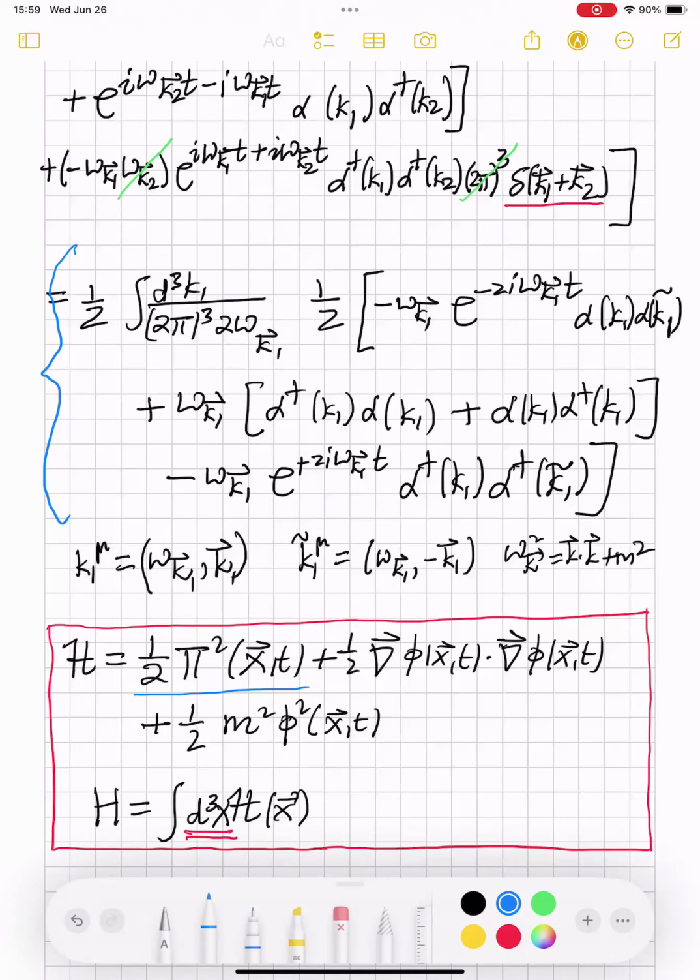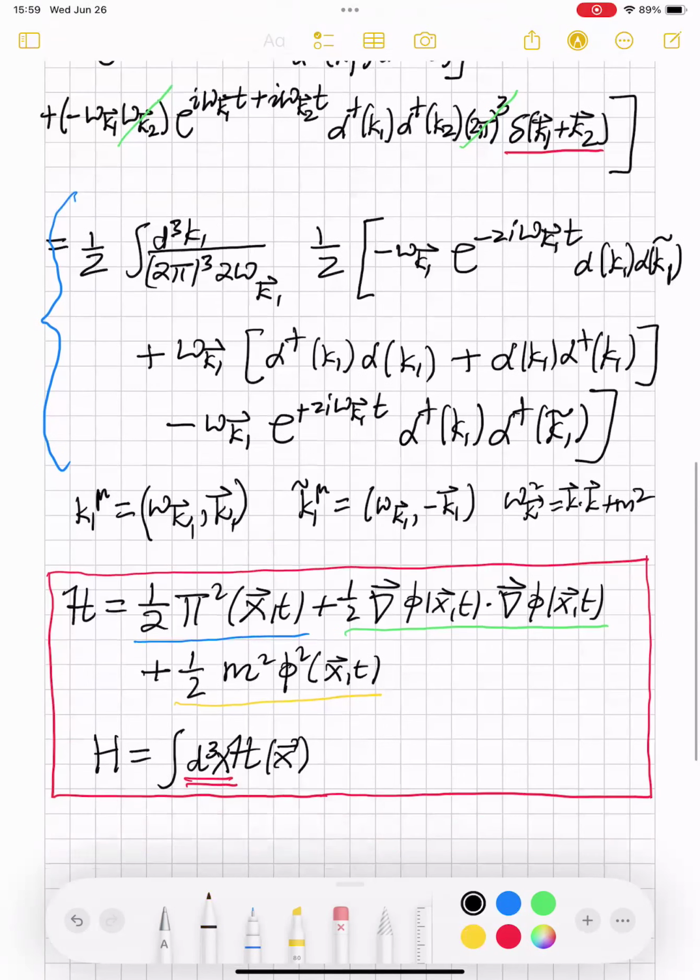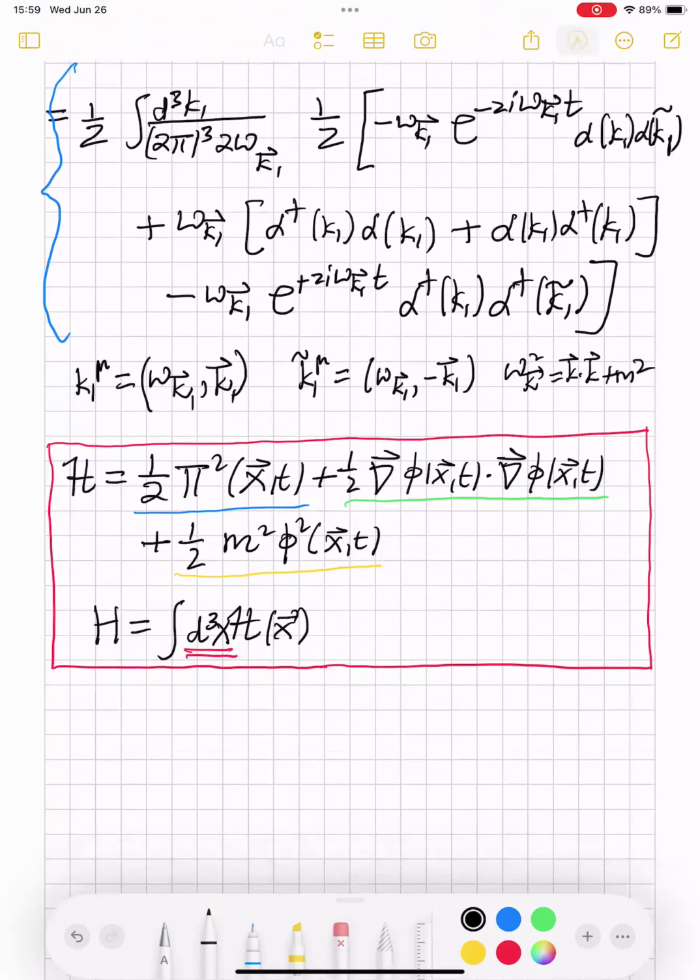Now, you would evaluate the remaining two terms, this term here, which is from the gradient dotted into the gradient, and this term here, which is the m squared phi squared term. And what I'm now going to do is write down the answer that you would have gotten if you had included the green and the gold terms, okay? And done the integral d3x. So let's start doing that now. So we'll just put the answer down below here.